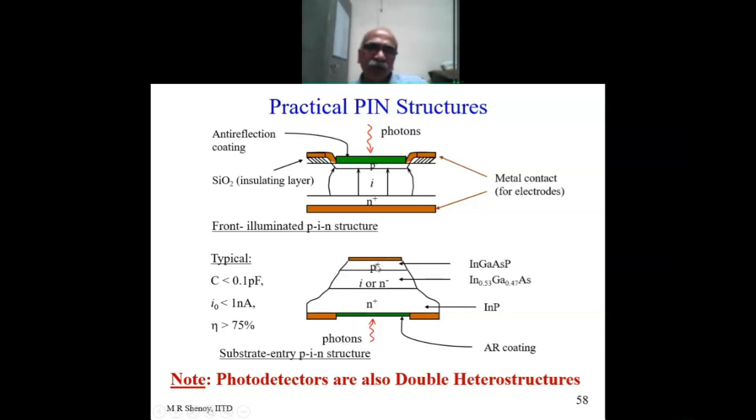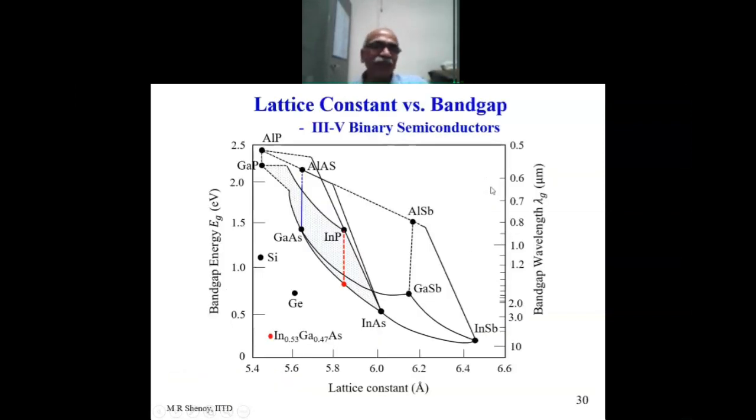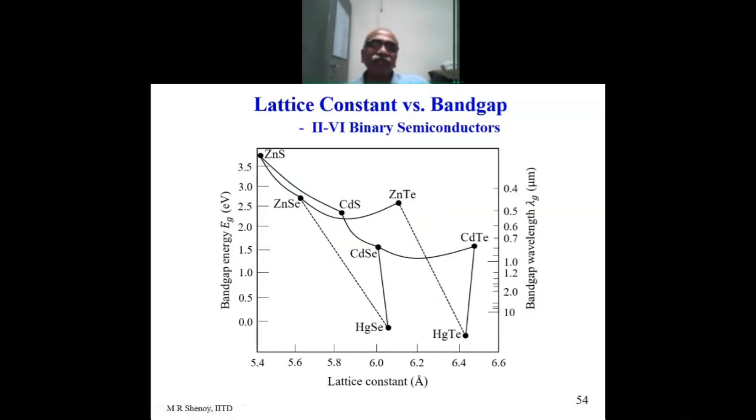And that's why you will always see that the last layer before the metal contact is a P plus and a N plus. That is to form good ohmic contacts. Now, the point I am making is photodetectors are also double heterostructures. That's the only objective in showing all of this. Okay? And as I mentioned earlier, this indium gallium arsenide is lattice matched to indium phosphide.